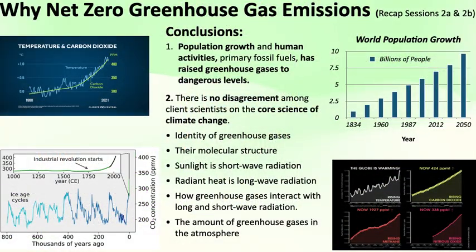So here's a recap of sessions 2A and 2B, on why we needed to get to net zero greenhouse gas emissions. The conclusion we came to was that it was population growth and human activities, primarily the use of fossil fuels, that have raised greenhouse gases to dangerous levels. And you can see that in 2 illustrations.